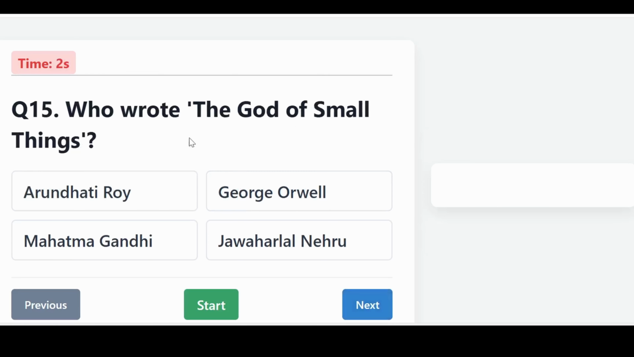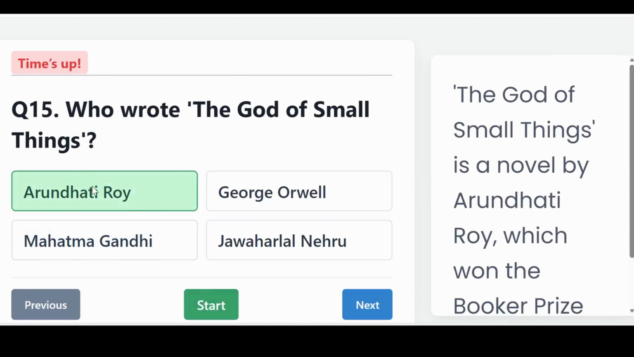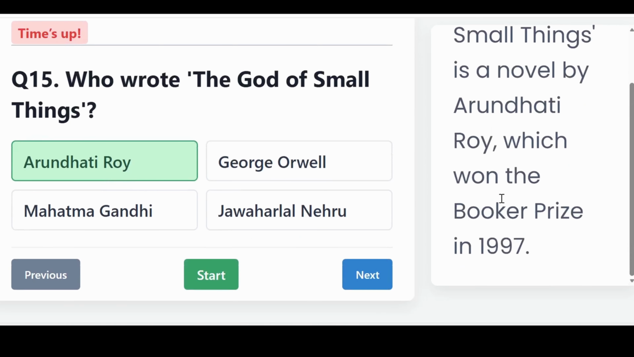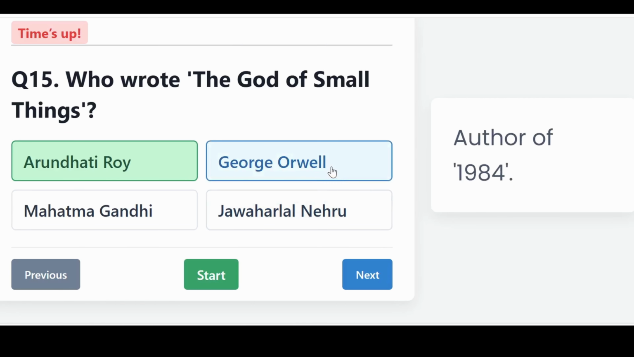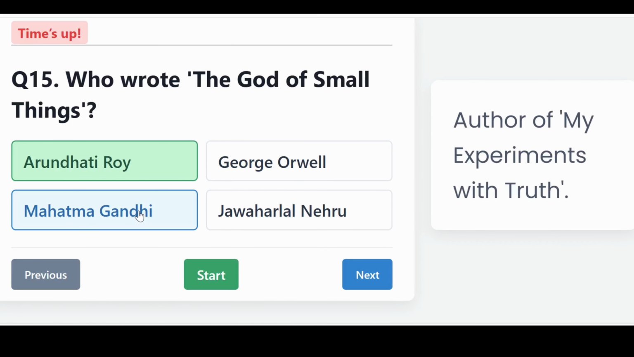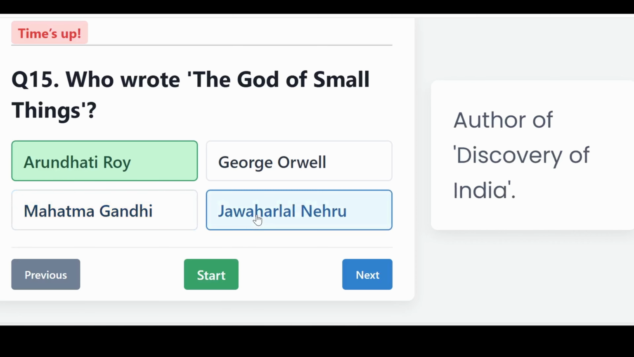Who wrote The God of Small Things? Is it Arundhati Roy, George Orwell, Mahatma Gandhi, or Jawaharlal Nehru? And the correct answer, Arundhati Roy. The God of Small Things is a novel by Arundhati Roy, which won the Booker Prize in 1997. George Orwell is the author of 1984. Mahatma Gandhi is the author of My Experiments with Truth. Jawaharlal Nehru is the author of Discovery of India.